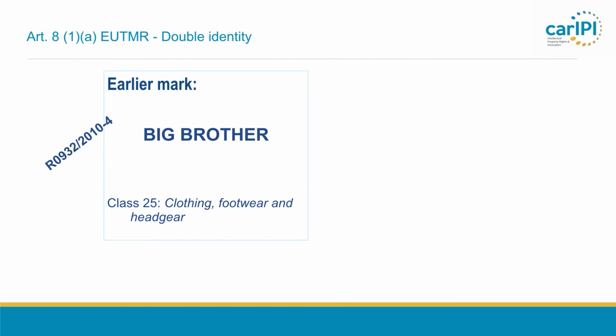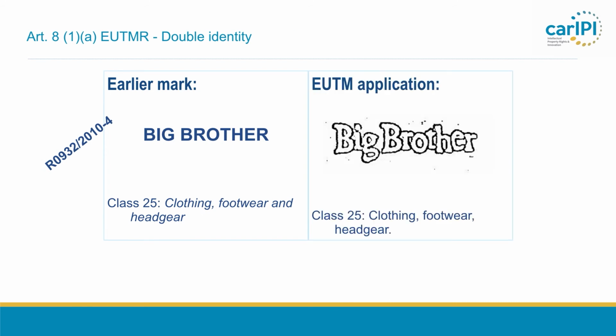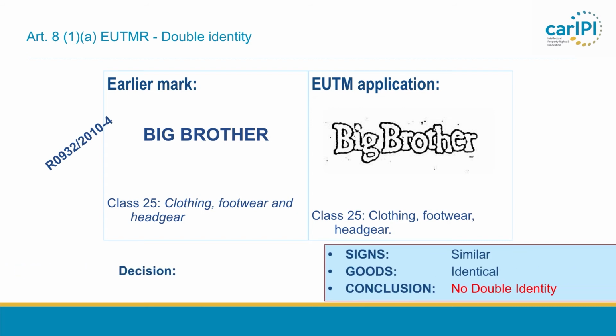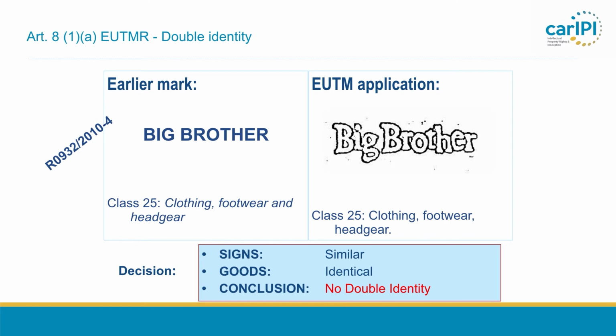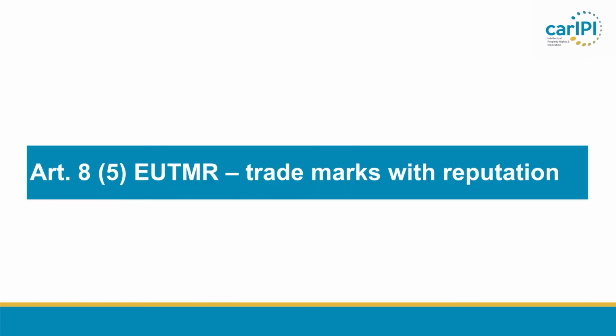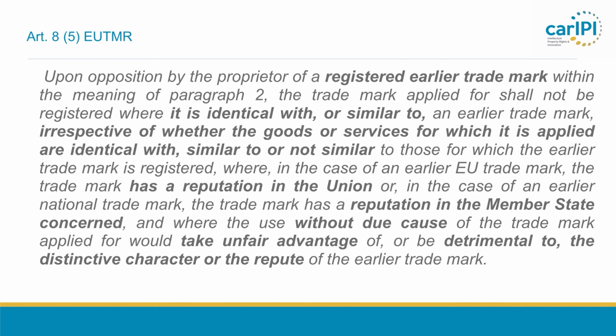Second case, I think that by now, after all our examples, you probably already figured out that there is no double identity here because the signs are not identical. They are similar, but not identical. So that was Article 8.1(a), the double identity. And now let's proceed with Article 8.5. Article 8.5 is the ground for protection of reputed trademarks. And this is the text for you to consult.